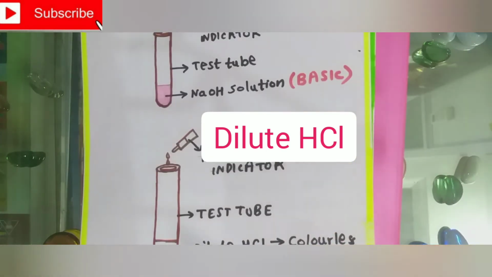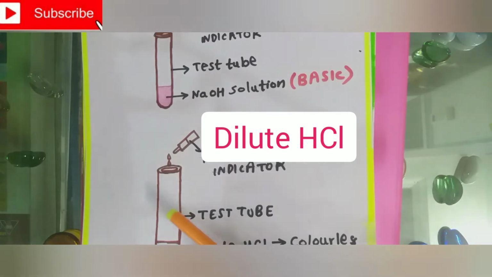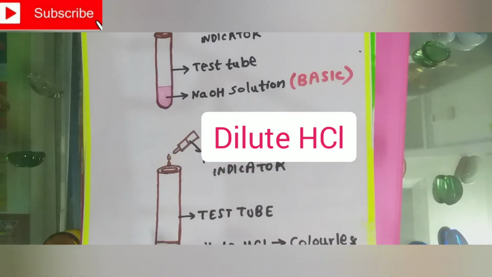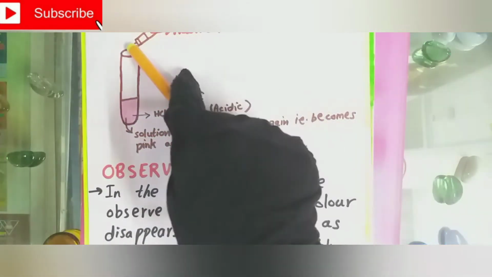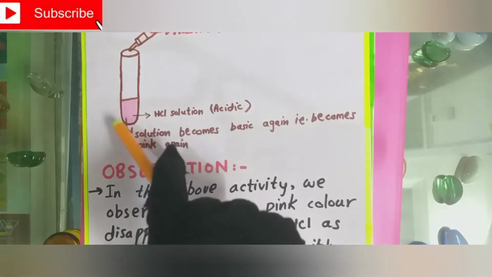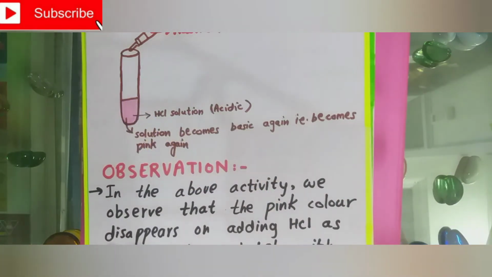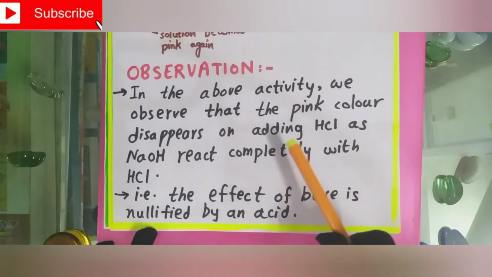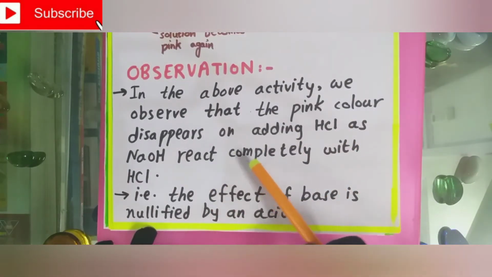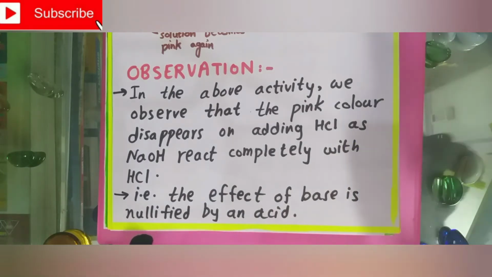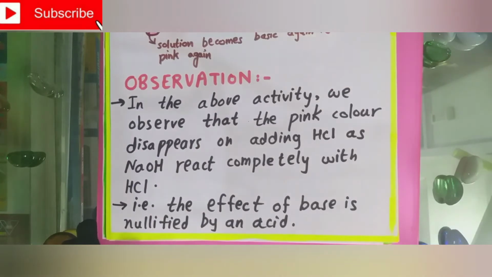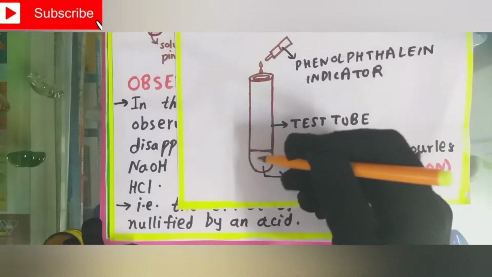Then again, we are adding dilute HCl to the test tube, and we observe that the pink color disappears and it is becoming colorless, and to that colorless solution again we add sodium hydroxide solution, and that solution turns pink in color. So here we observe that in the above activity the pink color disappears on adding HCl as sodium hydroxide reacts completely with HCl. In the second case, the pink color is disappearing. So why is the pink color disappearing?